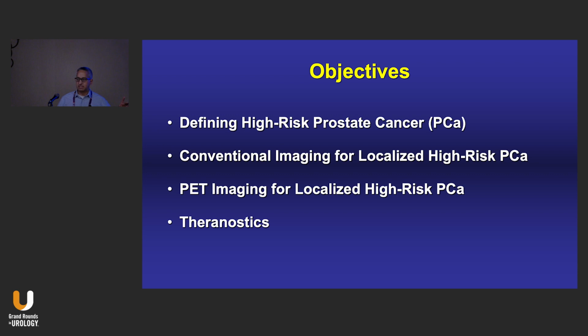The first is really to level set everybody and define what is high-risk prostate cancer when I'm using that term. The second is to talk about what is the conventional imaging that we use to stage patients with high-risk prostate cancer. Then use that as a dovetail to talk about what's new and what's on the horizon, which is PET imaging for localized high-risk disease. And then I'd like to finish talking about theranostics, which is taking advantage of PET imaging and then trying to deliver local therapy to sites of disease.